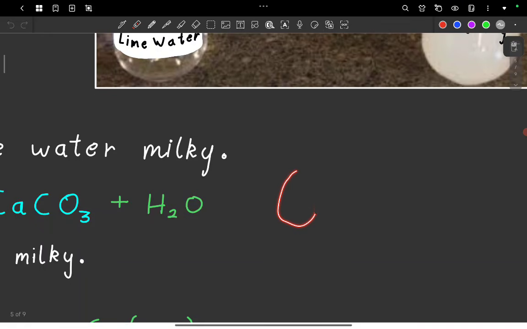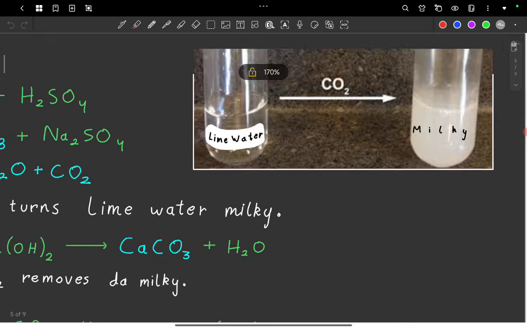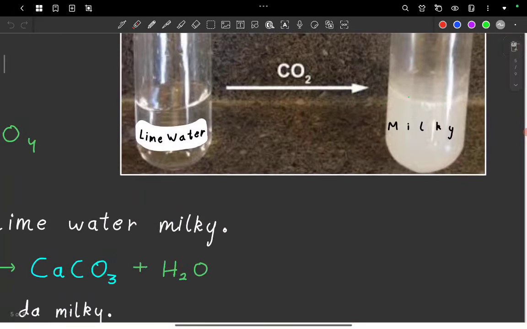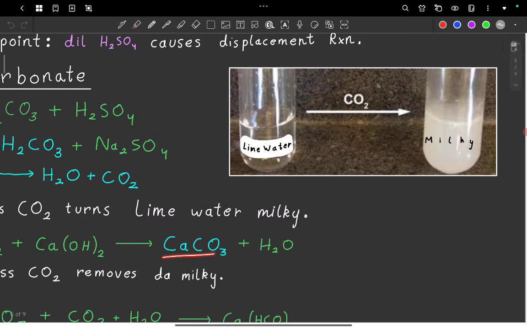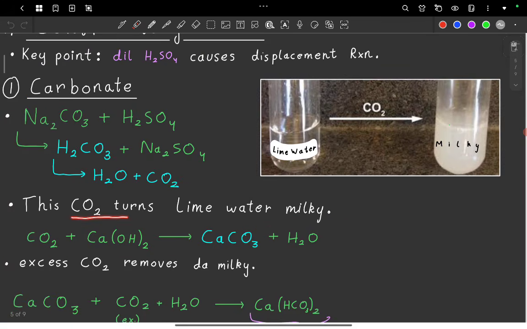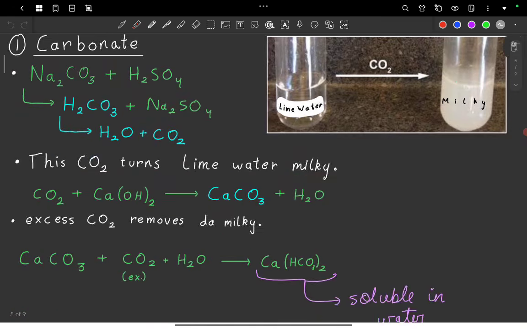In fact, if you have seen an egg, the shell of an egg is made of calcium carbonate. Which is why we call the solution milky, because that color is analogous to that of milk. So this CaCO3 causes the milkiness, and we say that carbon dioxide turns lime water milky, and this confirms the presence of the carbonate ion.